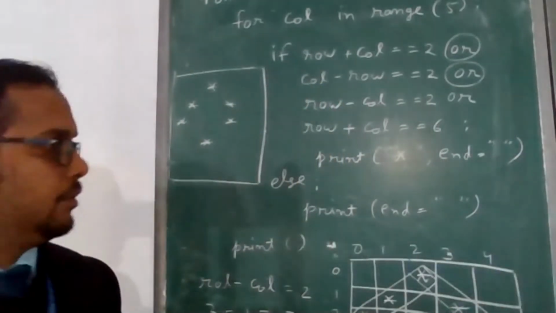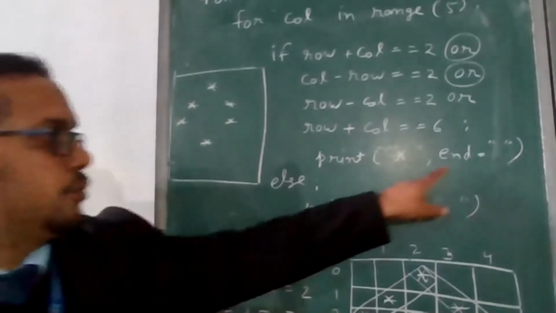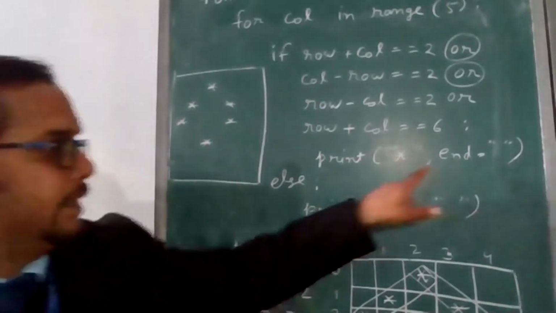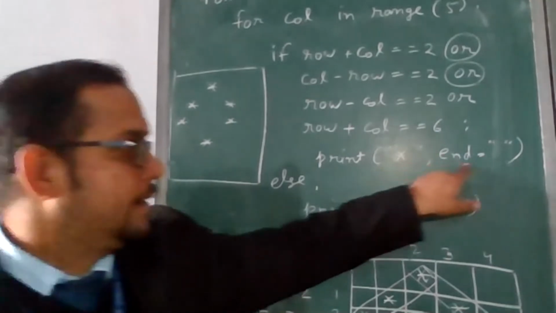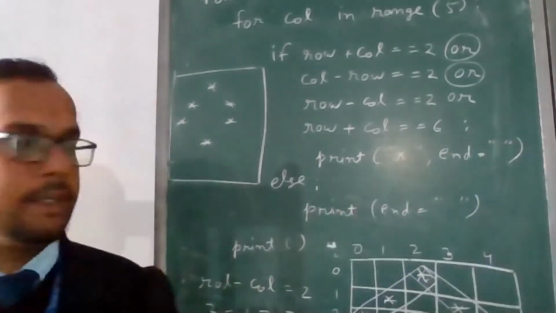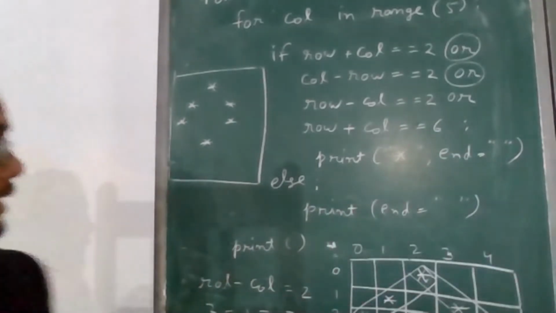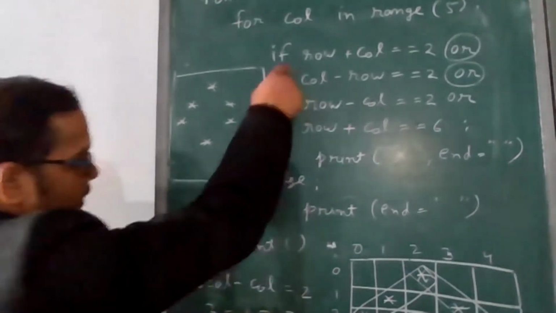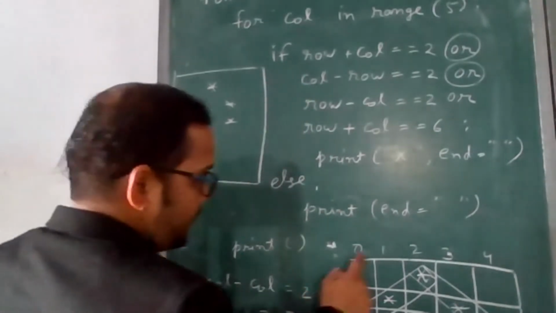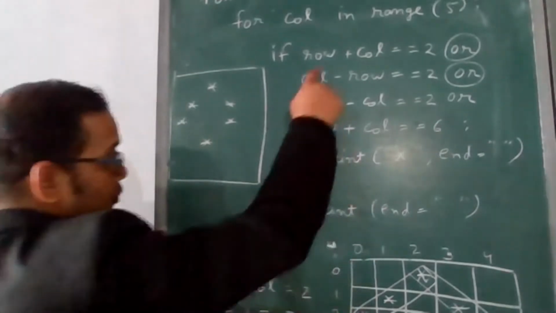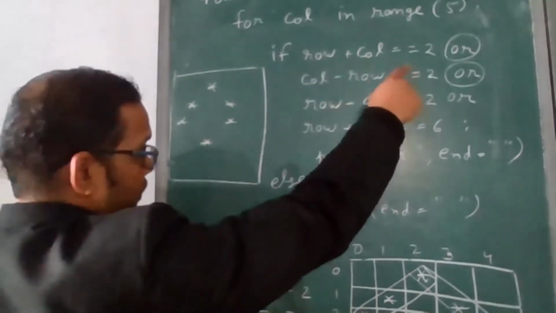This time we don't want to go to the next line. That's why I have written end equals to space like this. Then if this condition is false, meaning 0 plus 0, that is 0. Okay? So 0 plus 0 is 0.